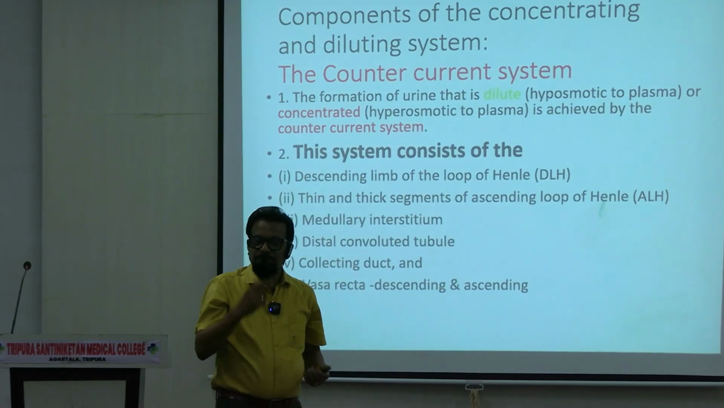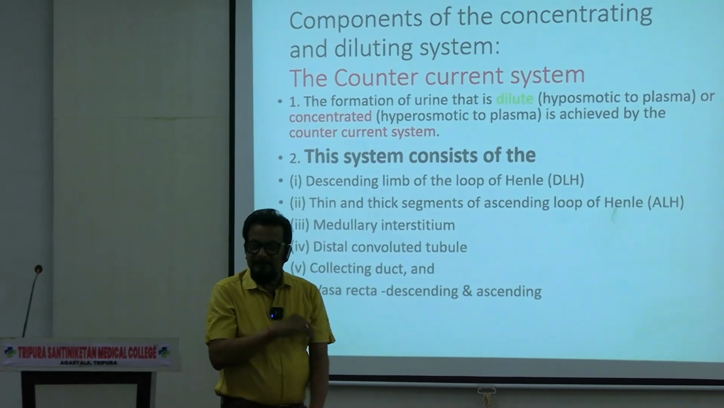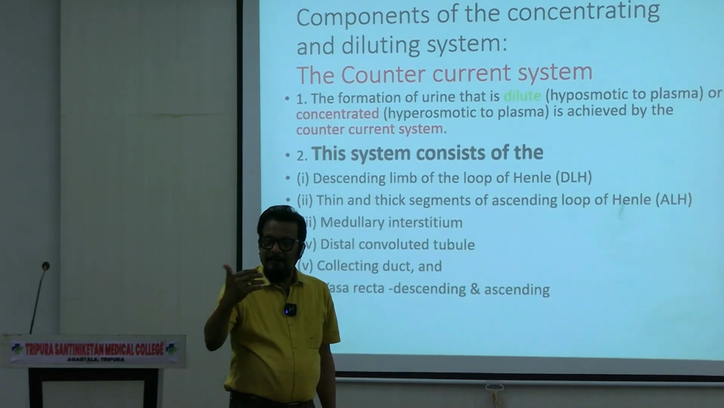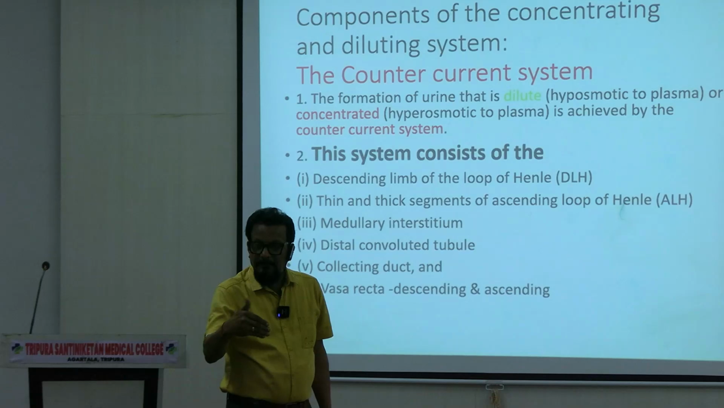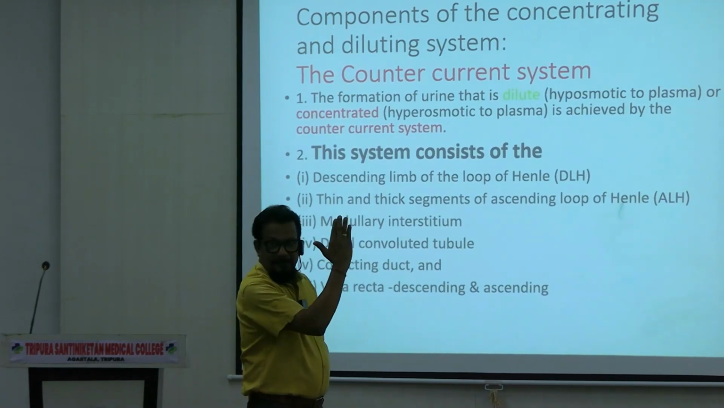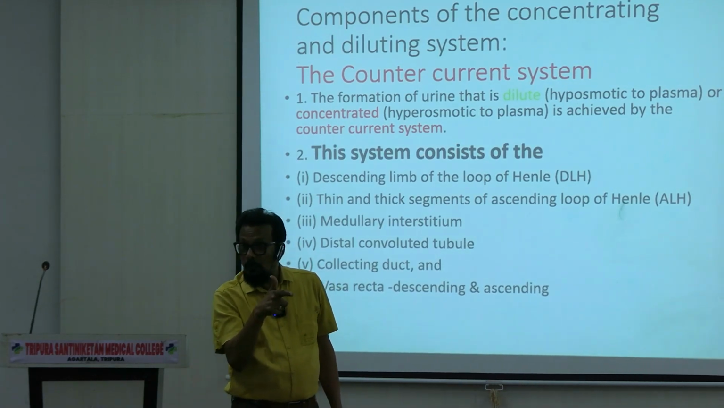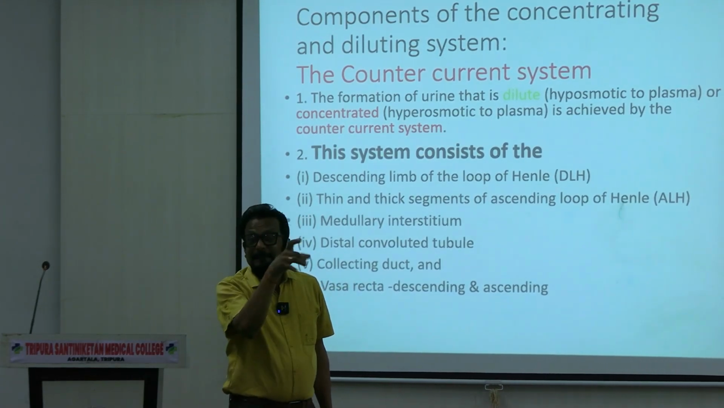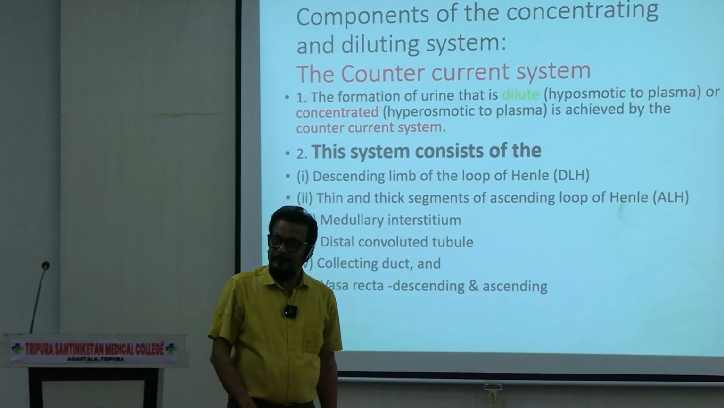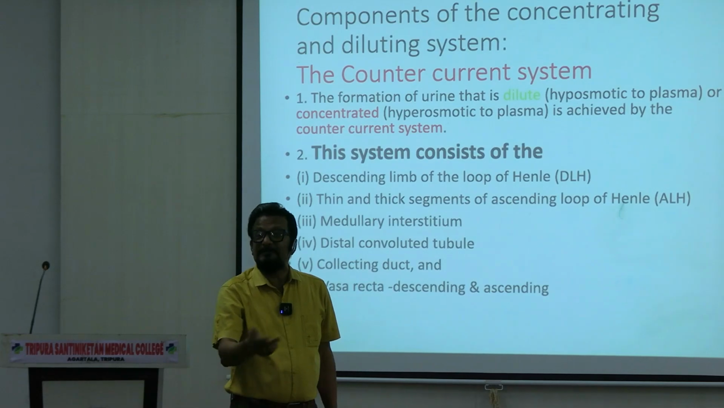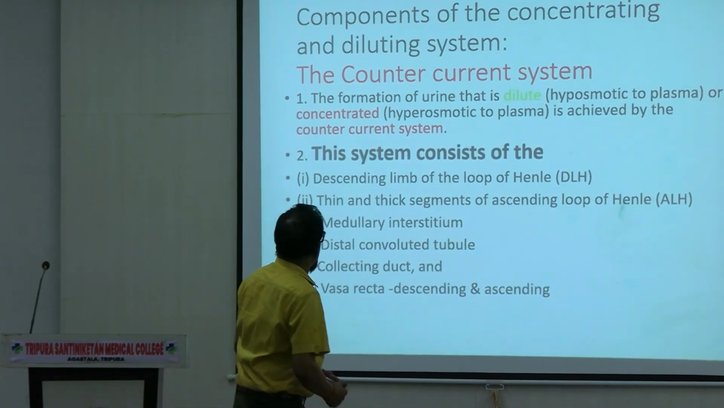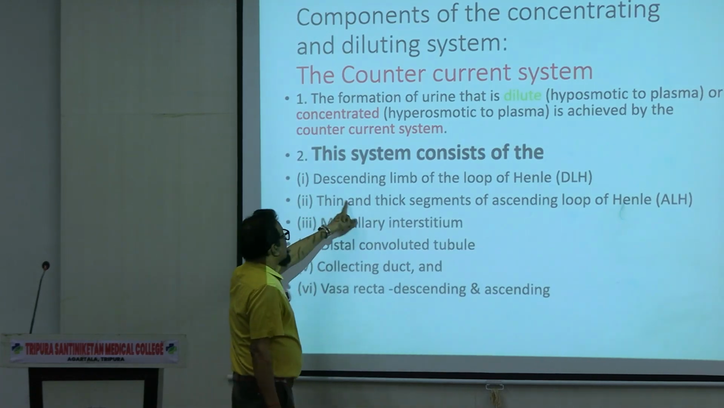The thin part is passively permeable to sodium ion. Sodium chloride can passively pass from the luminal filtrate into the interstitium. But when it goes up and enters the wider, thick part, then it is not passively transported. Now sodium chloride is actively transported. We will discuss this.